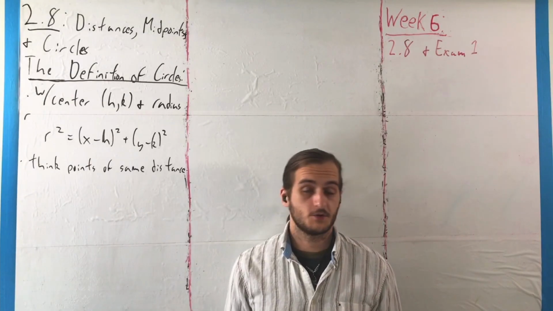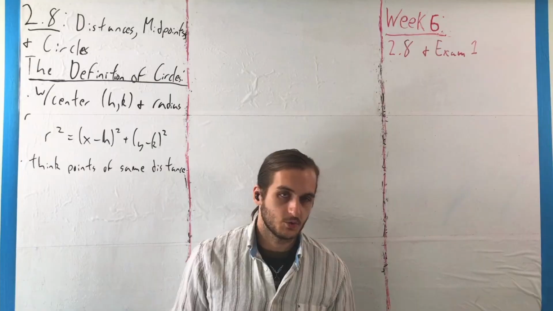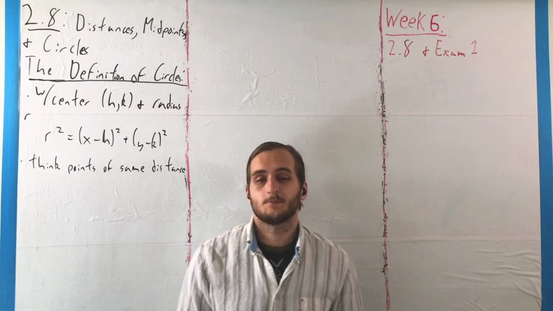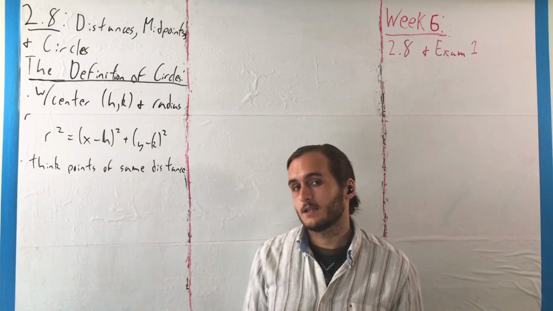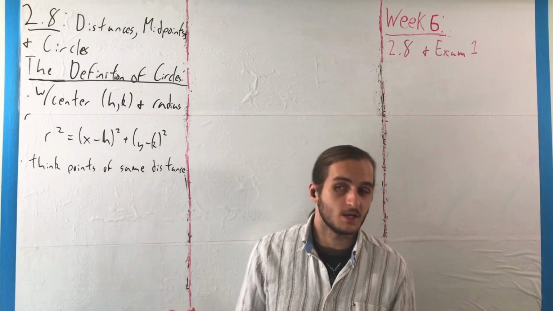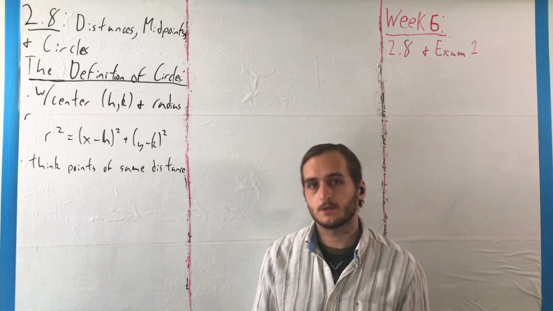Circles are one of life's natural shapes. As Ralph Waldo Emerson once said, the eye is the first circle, the horizon which it forms is the second, and throughout nature this primary figure is repeated without end. So it's pretty natural that when we're talking about things in, well, any context more than just math, circles do tend to appear quite often. They're very popular as metaphors.